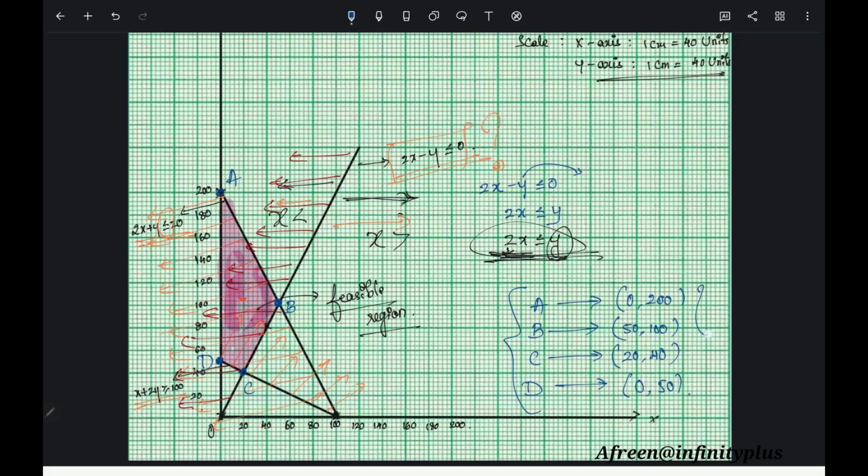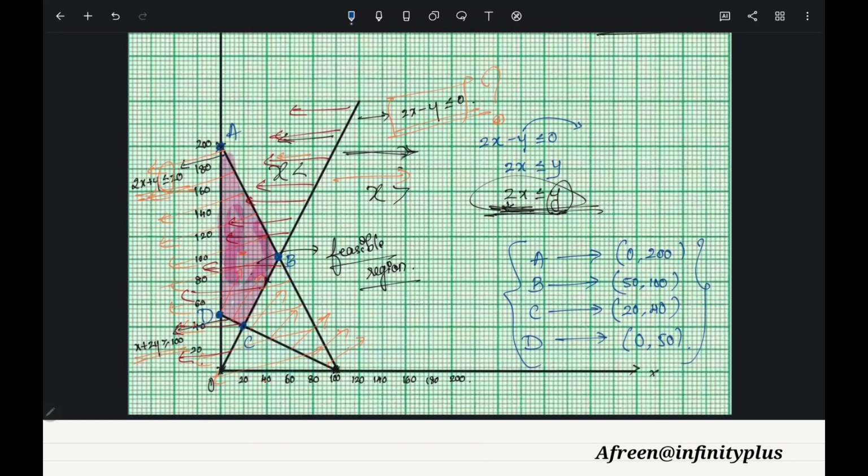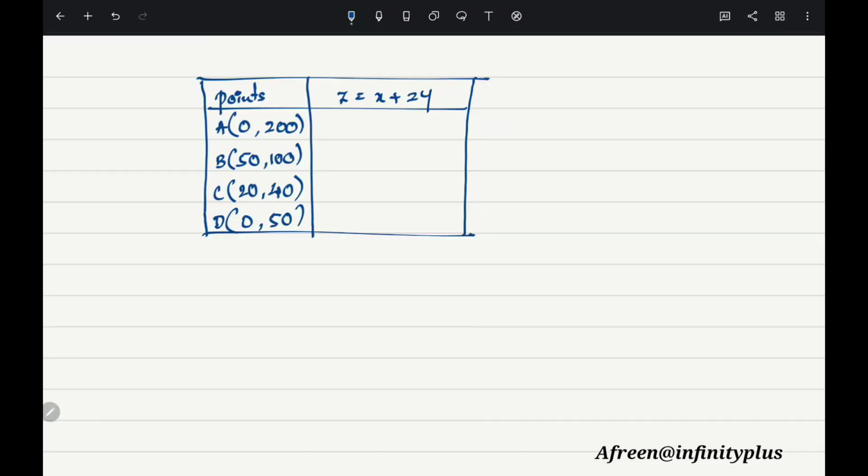So for these 4 points we have to check the maximum and minimum value for the objective function. So let's draw the table. So this is the table which we have got with the points and the objective function. If we substitute the values of these points, we will get the values for the objective function. So let's substitute the point A. If we substitute the point A, we will get the Z value as 400, and for B the value is 250. Next we'll be having the C value. If we substitute the C point, we'll be having the Z value as 20 plus 80, that is 100, and the last one is also 100.